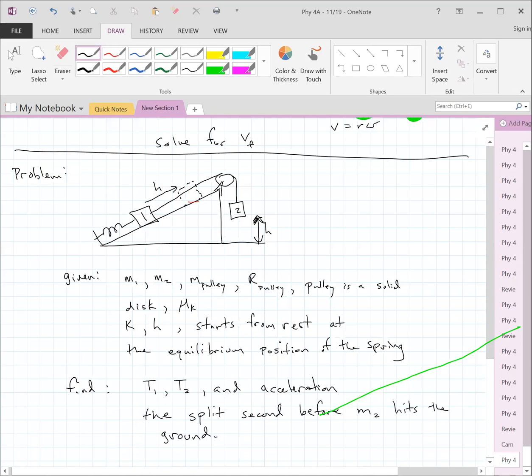Okay. So the acceleration is not constant, right? There's a spring in our system. So that means the acceleration is not constant, but we want to know what the acceleration is the instant when block 2 has moved down by a distance h, and block 1 has slid up the incline the distance h. And so we can do that.